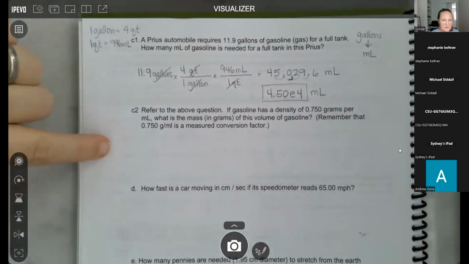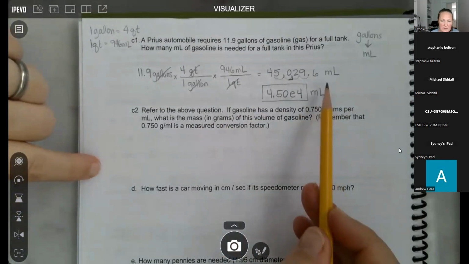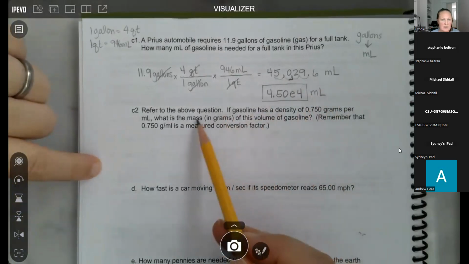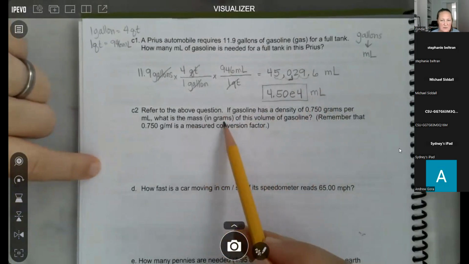So now it says, refer to the above question. If gasoline has a density of 0.750 grams per milliliter, what is the mass in grams of this volume of gasoline? Okay, so it doesn't want volume at the end anymore. Now it wants the mass in grams. So we have to keep going.